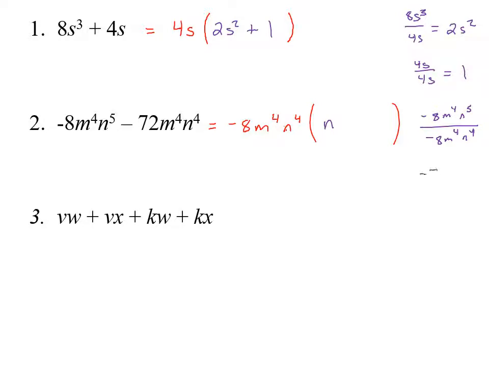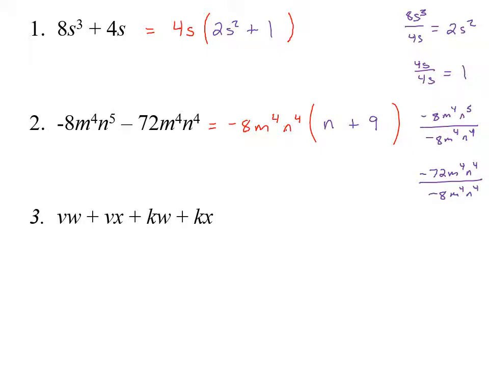Or if I did the negative 72 m to the 4th n to the 4th divided by negative 8 m to the 4th n to the 4th, dividing by what I pulled out in front. The letters all cancel, and 72 divided by 8 would give me 9.